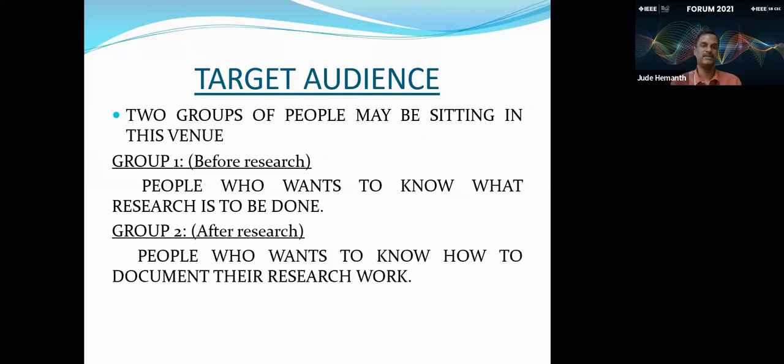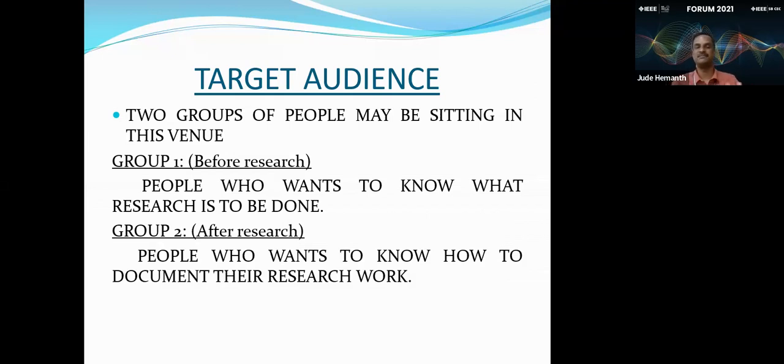Group two, after research. When I say after research, it doesn't mean that your research is completed. It's not like that. You have some experimental work. You have crossed at least 50 to 60%, or maybe even 100% of your PhD. So don't get confused between your PhD and your research. PhD is time bound. Research is endless, right? So when I say that you are in the beginning or in the middle, I'm talking about your PhD part.